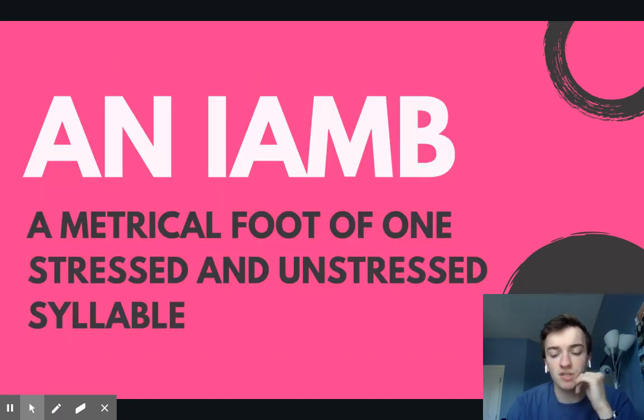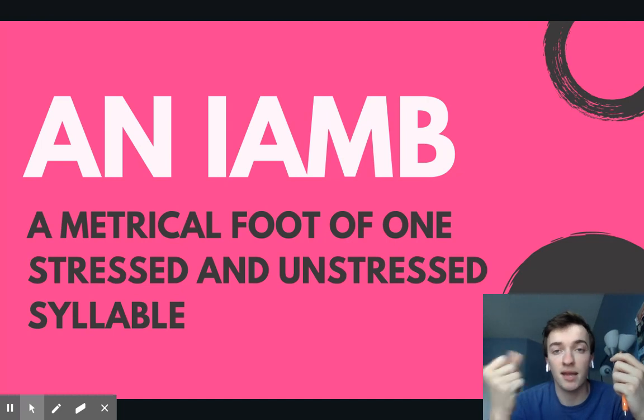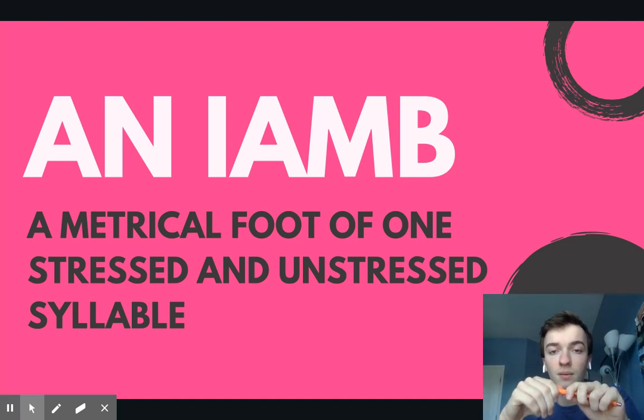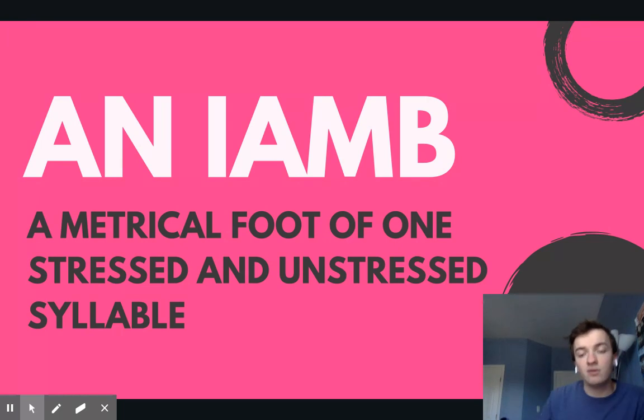Okay, so we're going to talk briefly about what an iamb is, and iambic pentameter, just so that we have this knowledge of how Shakespeare was writing this language whenever he was writing Romeo and Juliet. So an iamb is a metrical foot of one stressed and one unstressed syllable. You should know what a syllable is. Every word has a certain amount of syllables. You can check by clapping along with you whenever you're saying those syllables aloud. I'm going to show you an example of what that might look like.